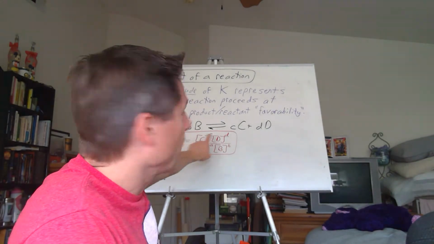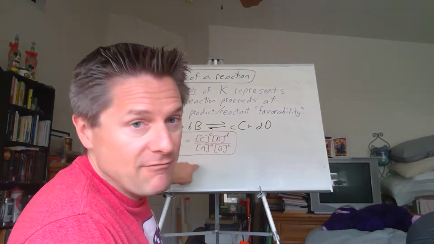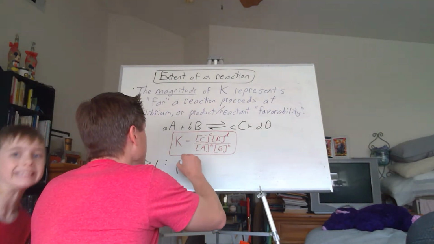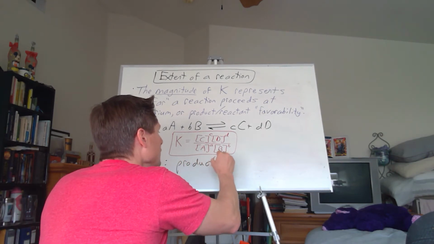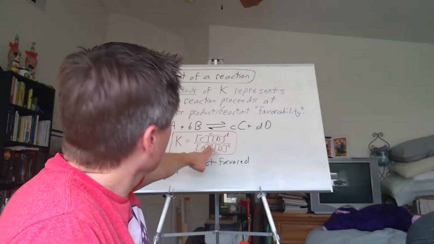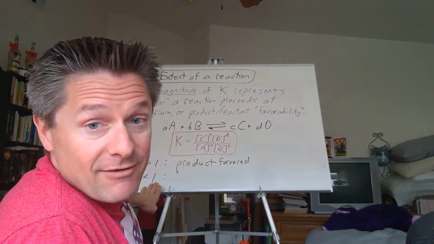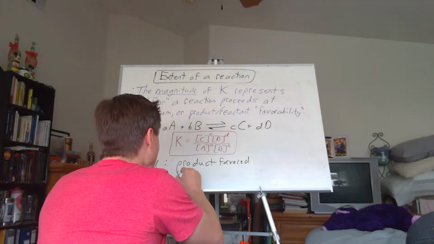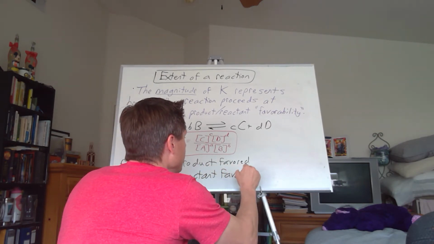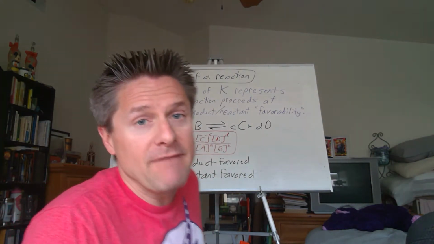So let's take a look. If our numerator is huge, right? We got a lot of products, not many reactants. We're going to have a value way bigger than 1. So if K is bigger than 1, we call that product favored. All right? You can just look at it mathematically. If you've got a smaller numerator and a larger denominator, or more of the reactants, right, we're going to have a K value less than 1. So we call that reactant favored. So keep that in mind. It's a quick little thing that I look at when I look at a value of K.